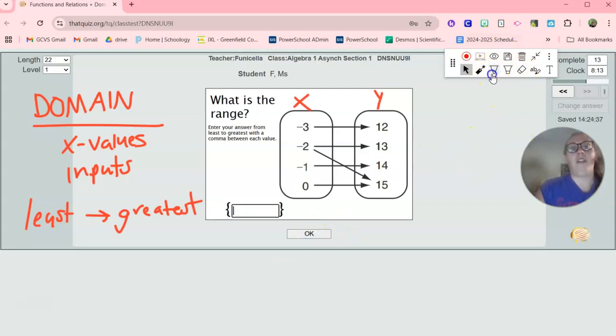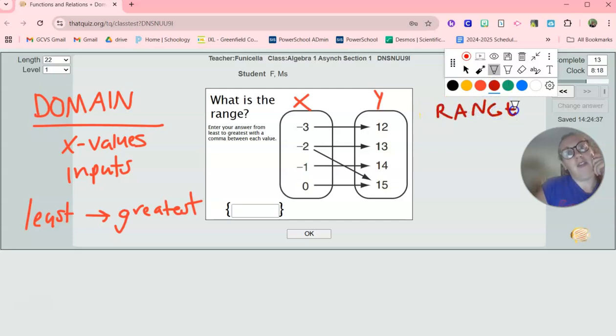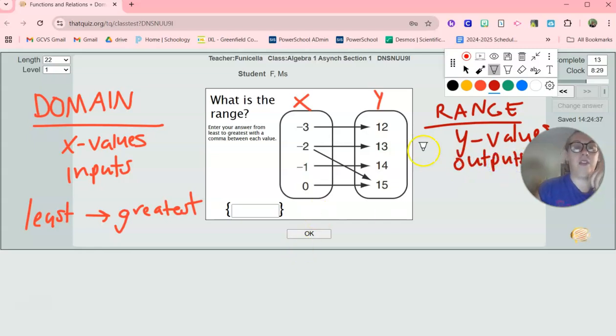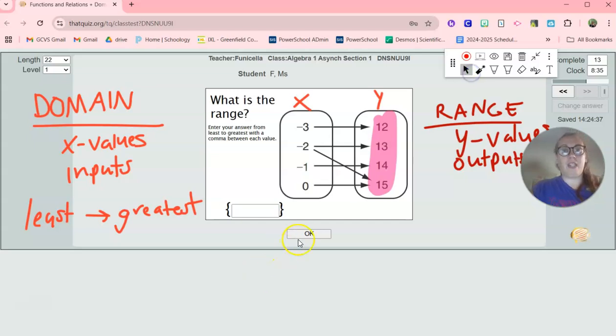So for this one, this is looking for the range. Now the range is similar, lowest to greatest, but these are just our y values or our outputs. So we're looking over here at 12, 13, 14, 15. That's it. Then hit OK.